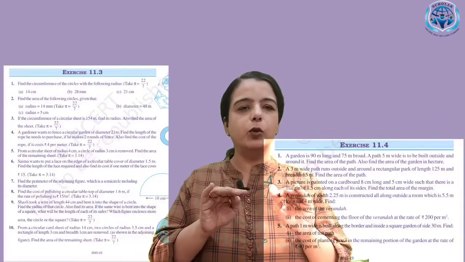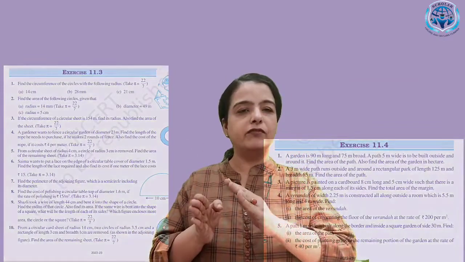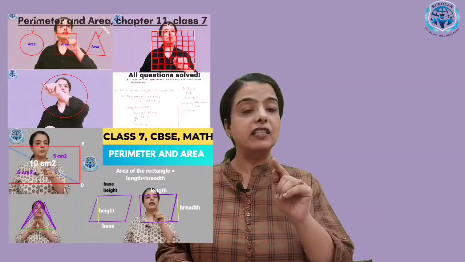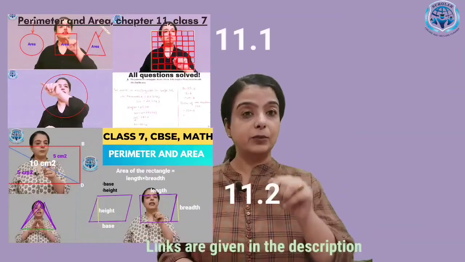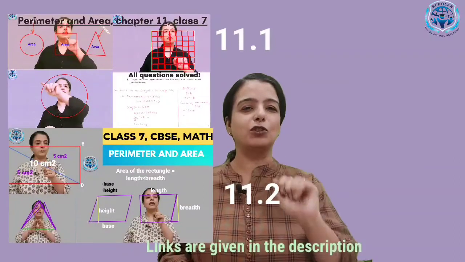I have already uploaded the exercises 11.1 and 11.2. If you haven't seen those videos, go in the description box, click on the links and watch those videos. These two exercises will complete your chapter 11 perimeter and area.